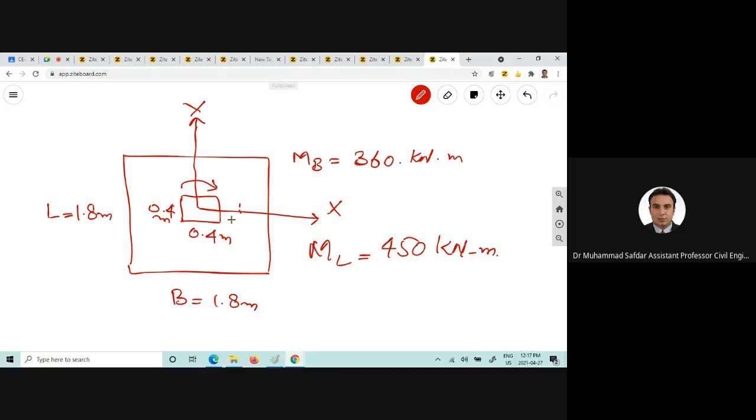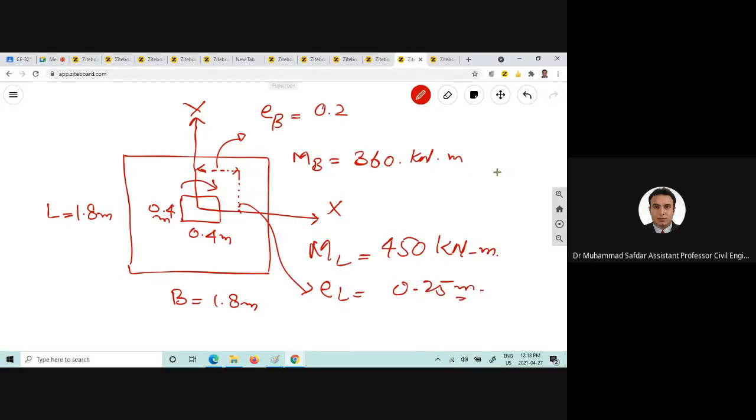The eccentricity which is EB, please confirm that you can hear me and the screen is visible. Yes sir, it is okay. Okay, thank you very much. So EB will be equal to 0.2 and EL will be equal to 0.25 meter. Now please note down these numbers because we are going to use this in solving the example.